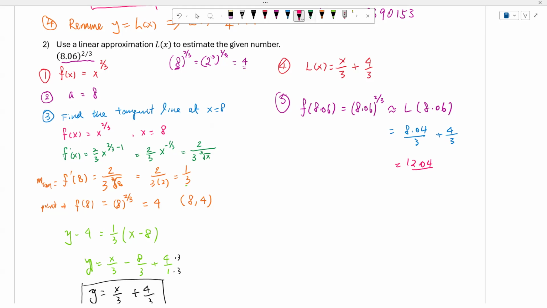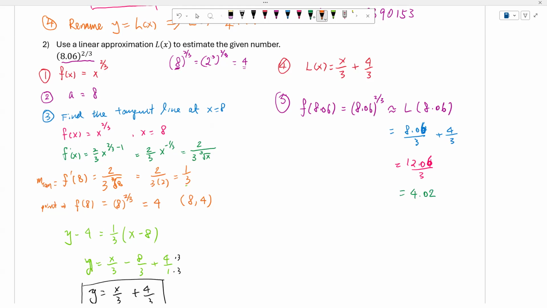Oh, wow. My bad. It should be 6 right here, right? 8.06. It will be 12.06 divided by 3. So the answer that I have will be 4.02.